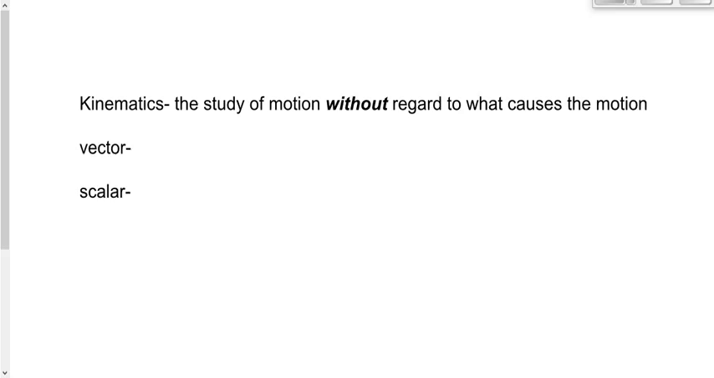Two more terms, vector and a scalar. One of them has just magnitude or an amount. Which one is that, vector or scalar? Scalar has just magnitude. That means vector has both magnitude and direction, just like in Despicable Me.